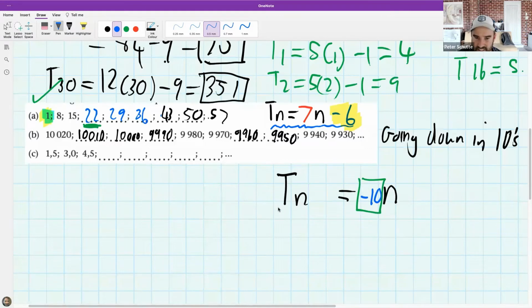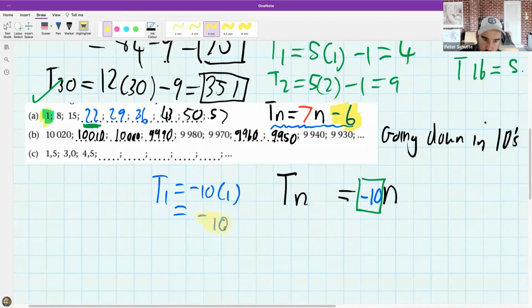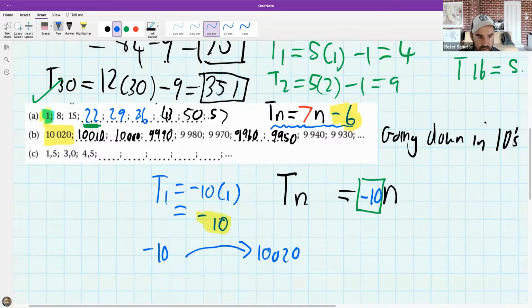At the moment, if I just left things as they are, T1 is minus 10 times 1, which is minus 10. Now, that is a bit of a problem because I was hoping that this would be closer to this thing over here. Because isn't this the first term that I have? So now I need to ask you something. What do I need to do to go from minus 10, which is where I am, all the way up to 1020? What is that journey going to involve?